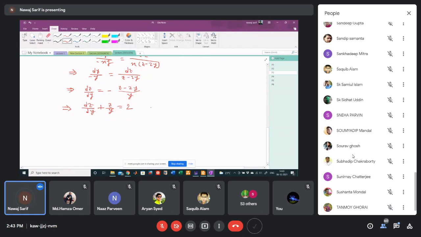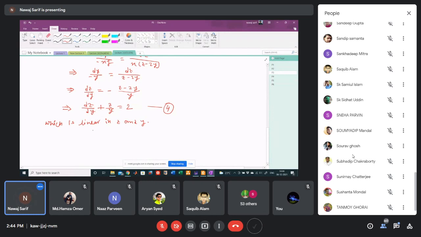So now you can put this equation as equation number 4, which is linear in z and y.